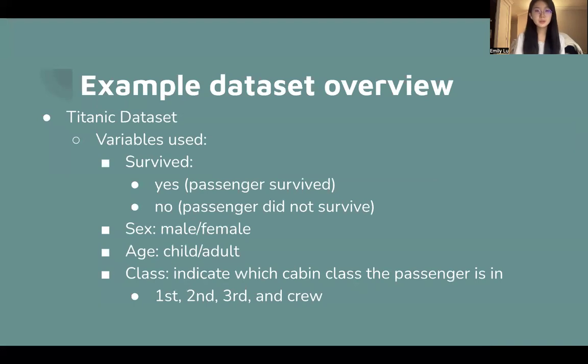So the example dataset I'm going to be using today is the Titanic dataset, and the variables I'm going to be focusing on are four categorical variables. They are survived with two categories of yes indicating passenger survived and no indicating passenger did not survive. The second variable is the sex variable with two categorical levels as well. One is male and the other one is female. Then it's the age variable with two levels of child and adult. And finally, we have a class variable to indicate which cabin class the passenger is in. There are four levels in this variable, and they are first, second, third, and crew cabin class.